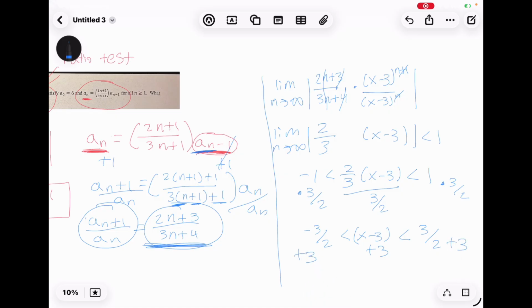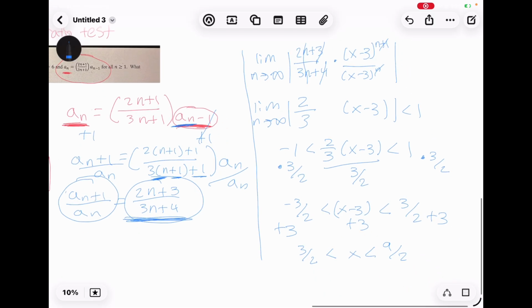I'm just going to plug that in a calculator real quick. That would be 3 over 2 less than x, and x is less than 9 over 2. So then if you simplify that as a decimal, that'll be 1.5 less than x, less than 4.5.